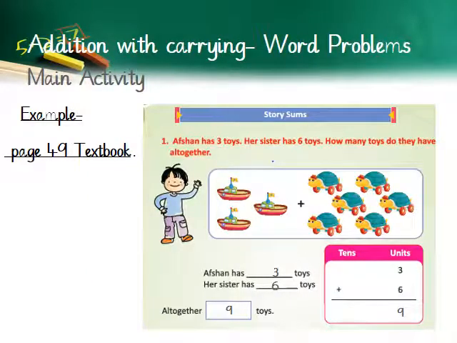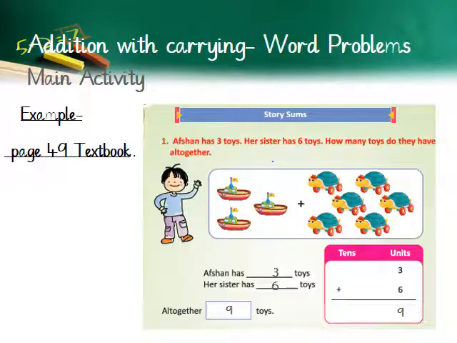I hope the video was good and you really enjoyed it. Let's discuss the given example taken from page number 49 of the textbook. It's a story sum. If you read it, it states that Afsha has 3 toys. Her sister has 6 toys. How many toys do they have all together? First of all, we make the statements. Afsha has 3 toys. If you look at the given picture, it is given the same way. And her sister has 6 toys. It is also matching with the given picture.